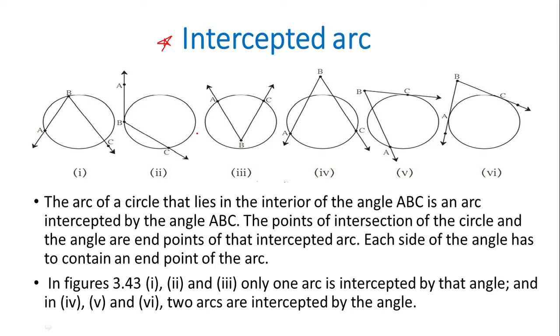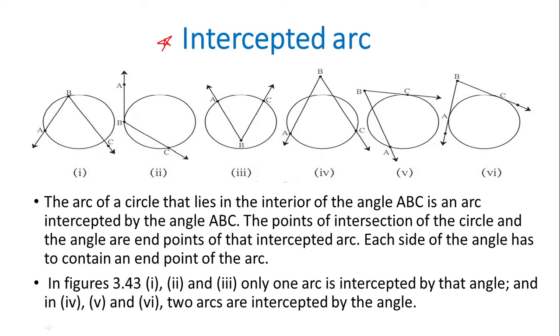Now here you can take this arc BC. It is lying in the interior. AC again, AC again, and here also AC. So these are the arcs which are intercepted by the angle, or you can say by the inscribed angle. The points of intersection of the circle and the angle are endpoints of that intercepted arc. If you are able to see, the points where the angle meets the circle will be the endpoints of the arc. So whatever arc is there, its endpoint will be the point where the angle is meeting the circle.